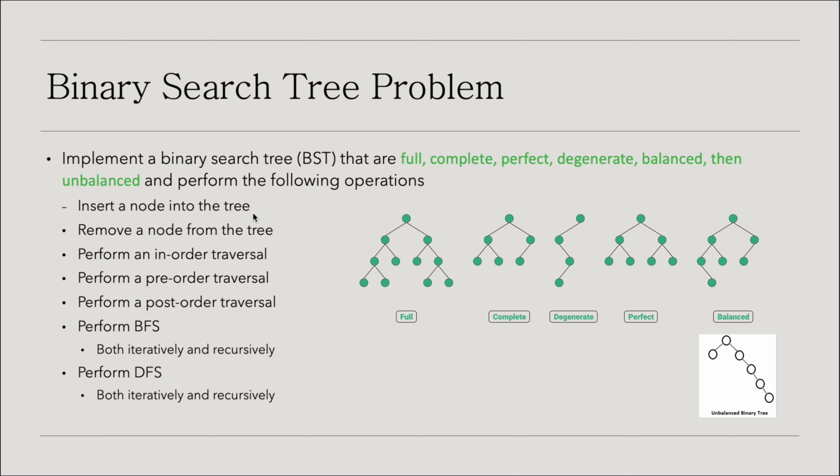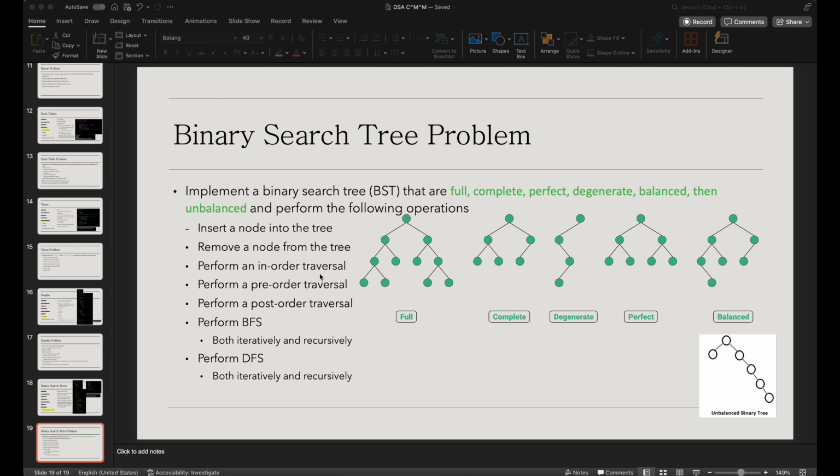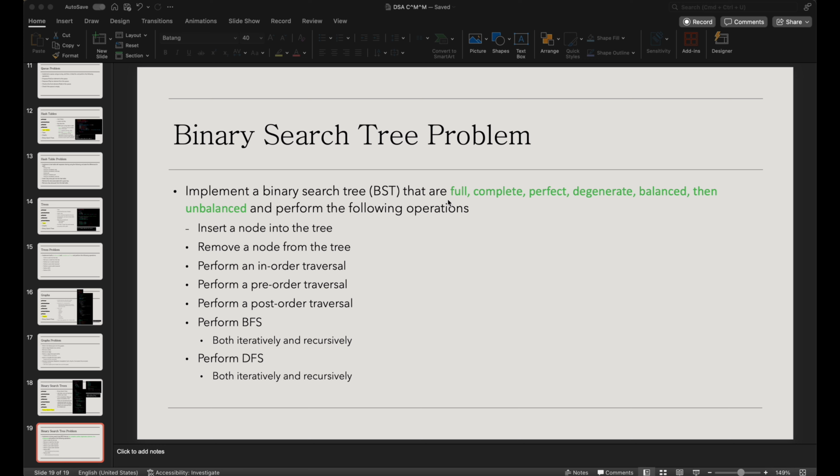We first need to insert a node into the tree, remove a node from the tree, perform an in-order traversal, a pre-order traversal, a post-order traversal, and finally we're going to perform breadth first search and depth first search, both iteratively and recursively, in the context of a binary search tree. In this video I have the following images at the same time of what we will be building out. Now let's head over and focus on our full tree.